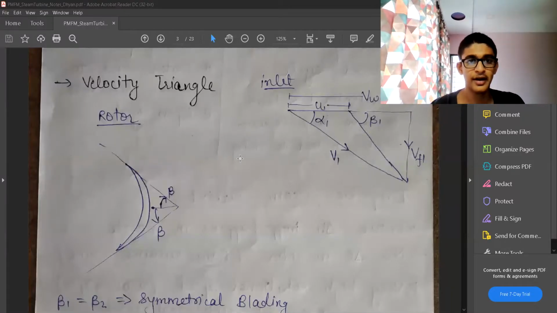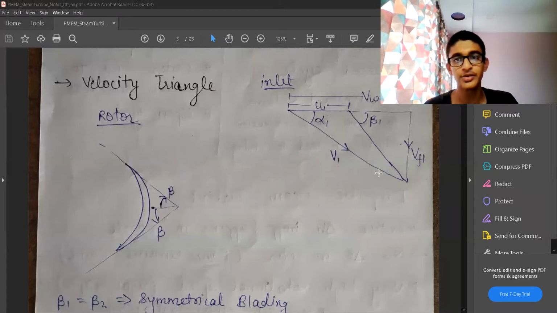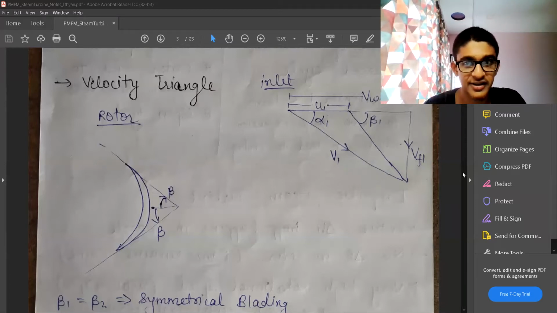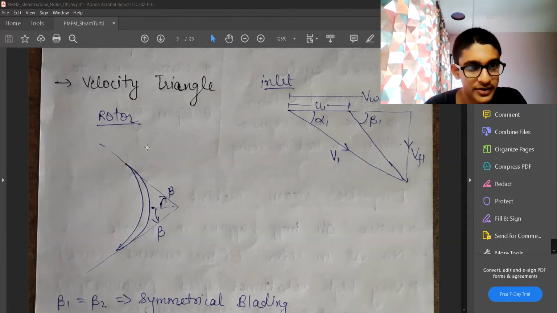So now I have introduced you to impulse steam turbines, and now we'll look at more details of how the velocity triangle and energy transfer equations, or work achieved or work gained, are developed in an impulse steam turbine. So let's look at the velocity triangle.